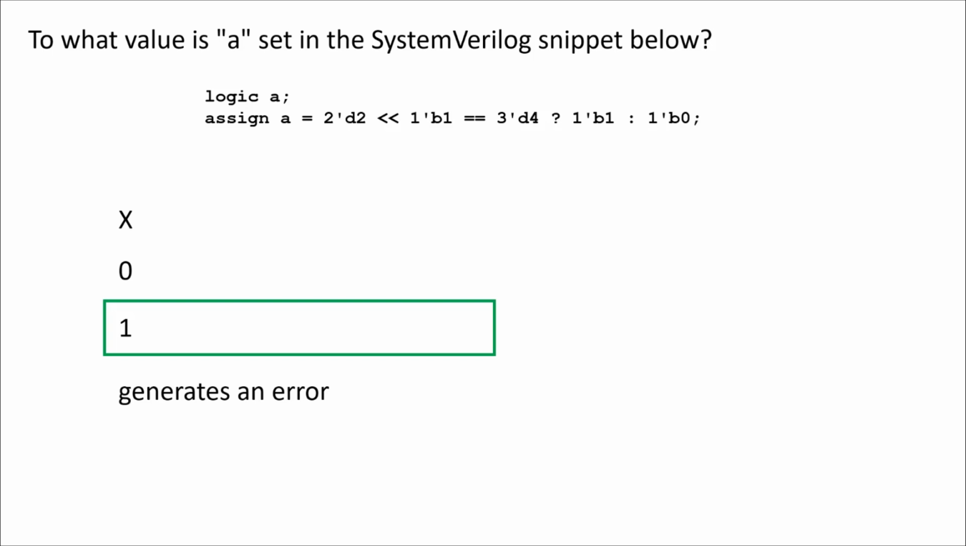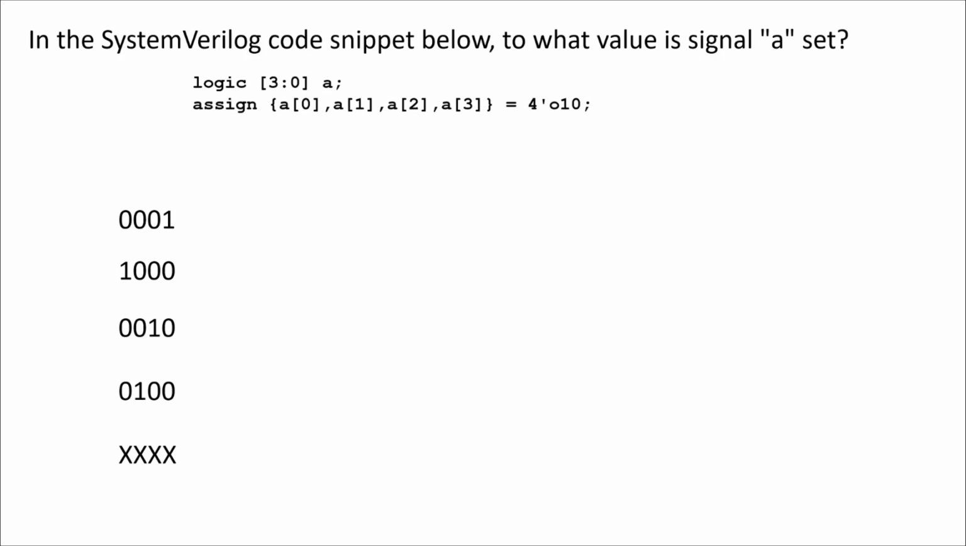Yeah, that's tricky. Okay. In the SystemVerilog code snippet below, to what value is signal A set? This is another bit manipulation. This one, this is pretty neat how you can do this. You can assign multiple values, but in this case, we're actually assigning values just from A, but in reverse order.